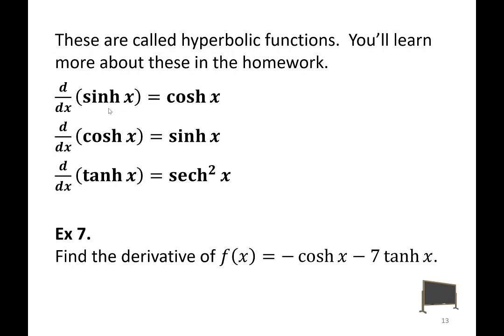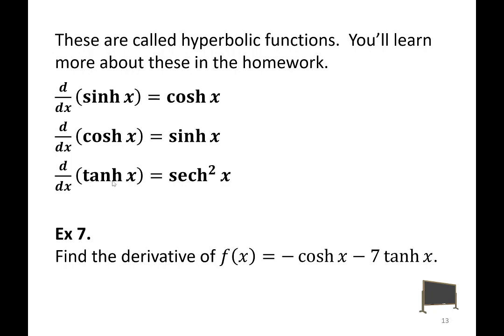If you look at these derivatives, the derivative of hyperbolic sine is just hyperbolic cosine, so the derivative of sinh x is cosh x, and the derivative of cosh x is sinh x. It's almost the same thing as with trig functions: the derivative of sine is cosine, and the derivative of cosine is negative sine. But here you don't have to worry about that extra negative that you had with the trig derivatives.